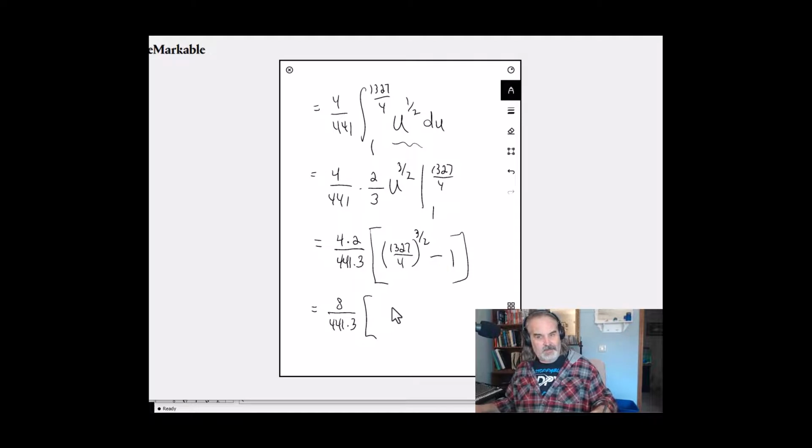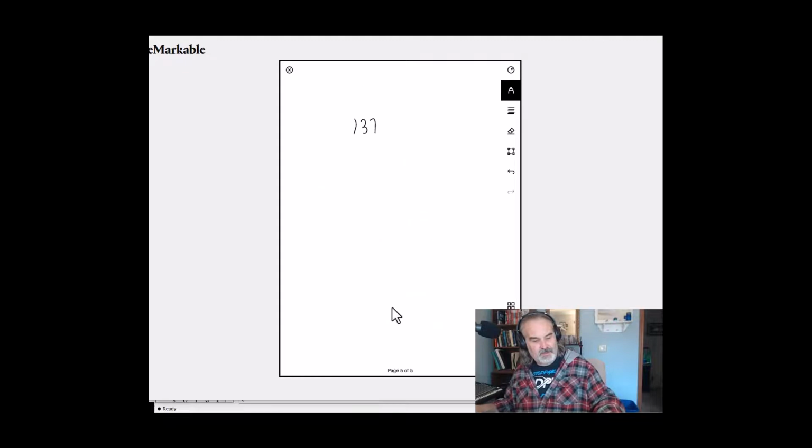This interior, this 1327 to the 3/2 isn't going to get any better. However, 4 to the 3/2 is the square root of 4 cubed, 2 cubed. So we get that. And now, at least this 8 can be multiplied through with a cancellation there, and we'll turn that into an 8. So now I'm going to have, let's see if I can remember this, 1327 to the 3 halves minus 8.